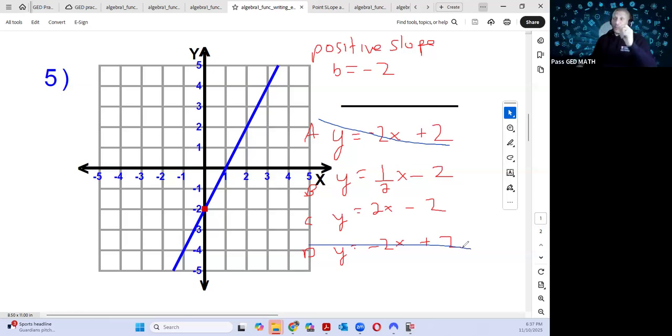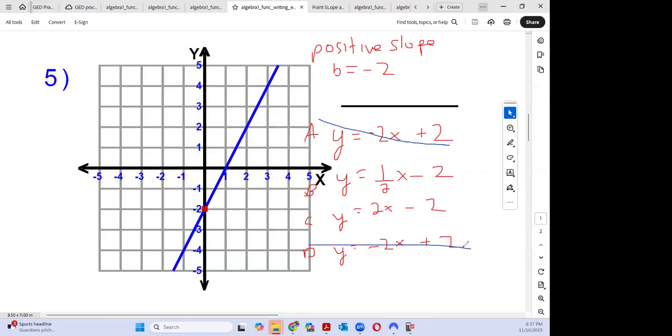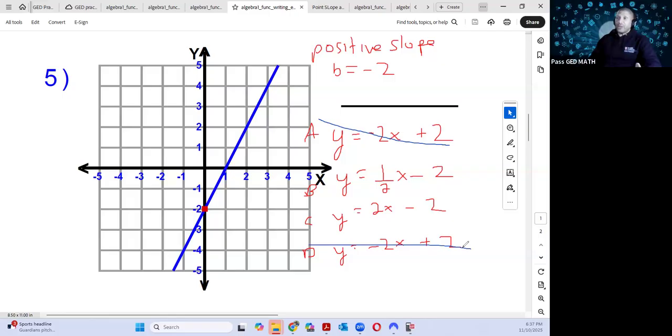D, is our slope positive or negative? Negative. So we got rid of A and D right away because we know the slope is positive. Now B and C both have positive slopes. Both B and C have a y-intercept of negative 2.